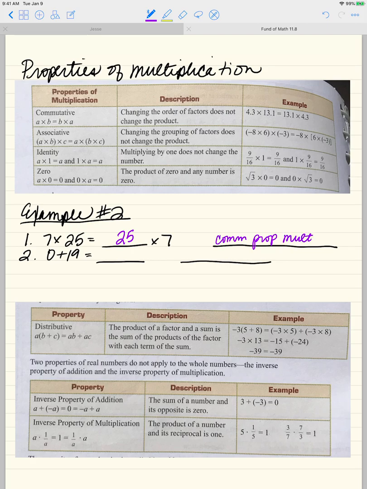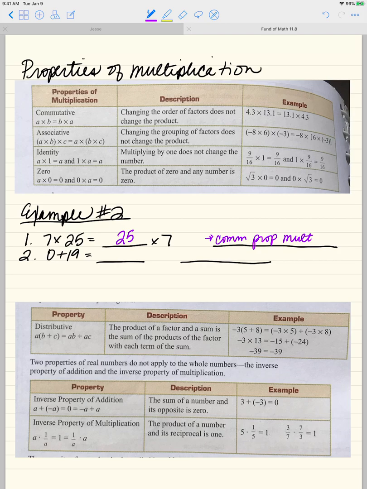This is a sufficient abbreviation for commutative property of multiplication. If you just write commutative, you will be marked wrong because there is a commutative property of addition as well as one of multiplication. I don't know which one you mean if you just write commutative, so you have to indicate multiplication or addition. This is an appropriate abbreviation, okay?